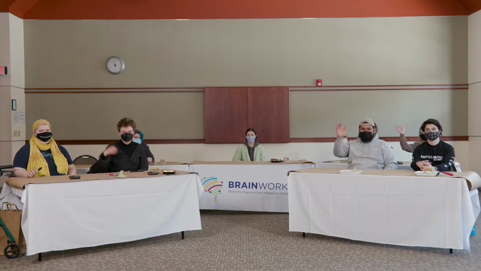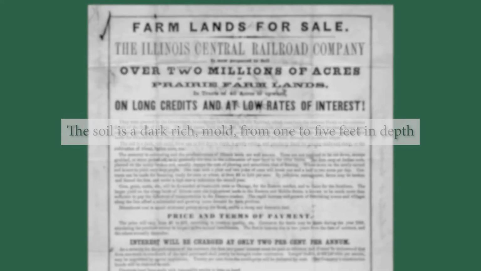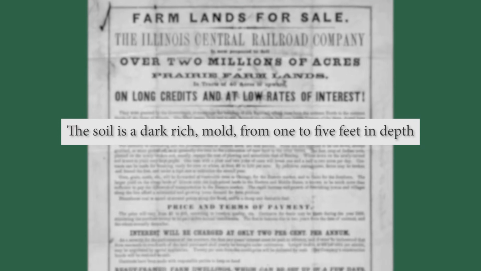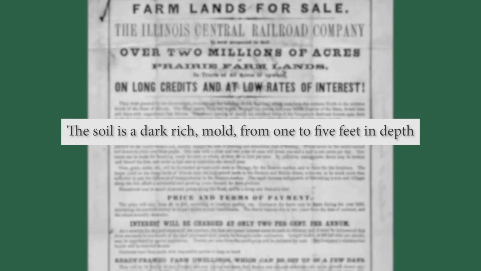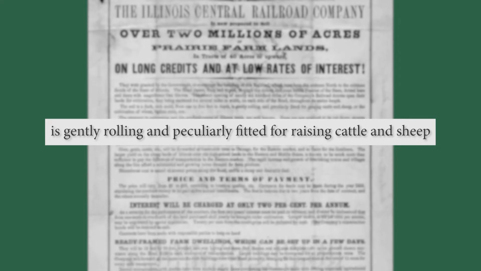Let's imagine this class is learning about westward expansion in social studies. Begin by having students reread the advertisement and clarify the meaning. The soil is a dark, rich mold, from 1 to 5 feet in depth, is gently rolling, and peculiarly fitted for grazing cattle and sheep, or the cultivation of wheat, corn, etc.